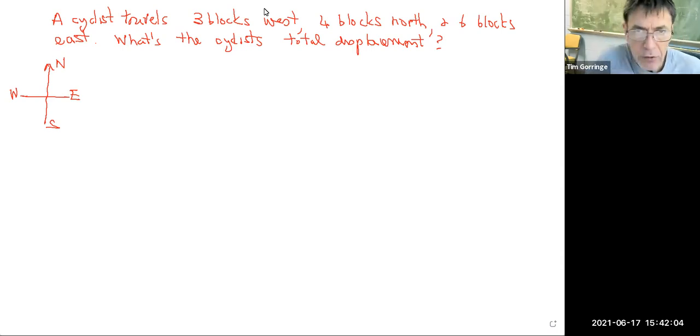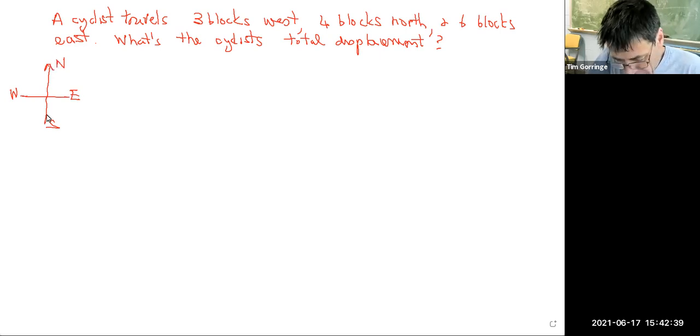So the first thing I'm going to do is draw a picture or make a sketch of the vector addition. And then we'll do the calculation of the vector addition. The usefulness of the sketch is that it helps us think about the problem, but it also will help us check our result.